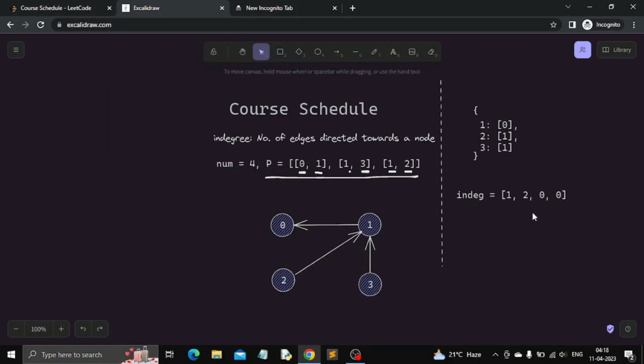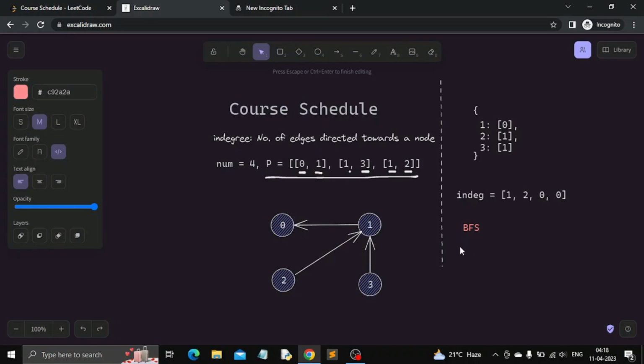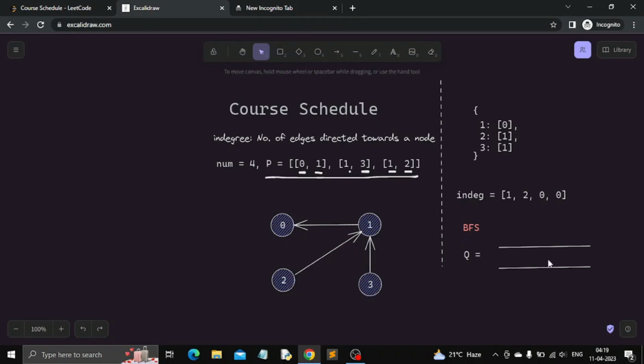Okay. After this, we are going to implement a BFS algorithm. We'll be taking a queue. This is our first in first out queue. Now in this queue, in the beginning we are going to push only those vertices whose in degree is 0. Why? Because it means that those vertices are not dependent on any other vertex. We can begin with those courses.